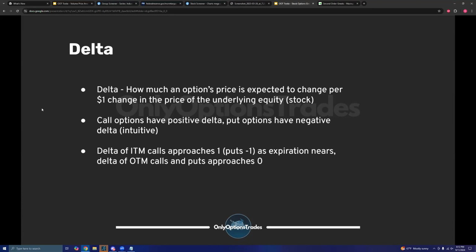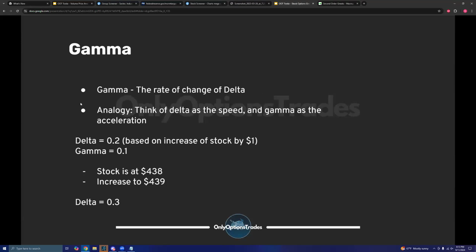The next Greek, which I don't remember which one's next. Yeah, so this next Greek will make it a little bit more complex. The next Greek that I wanted to cover is called gamma, which is the rate of change of delta. For those of you who have taken a physics or calculus class before, you could think of delta as the speed and gamma as the acceleration, where gamma is the first order derivative of delta, or shortly known as the rate of change of delta.